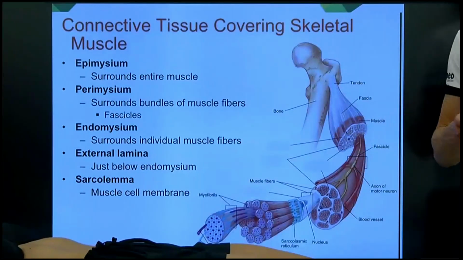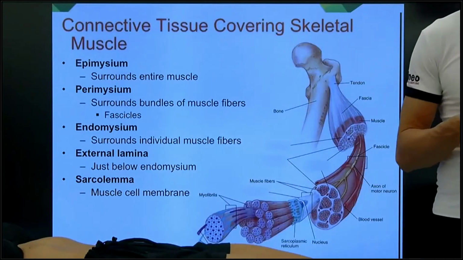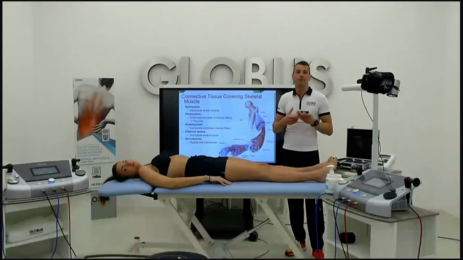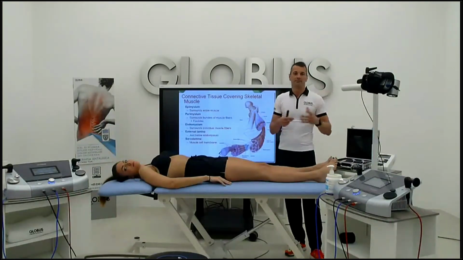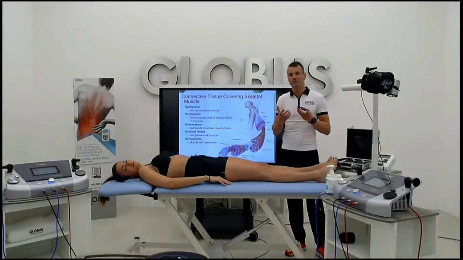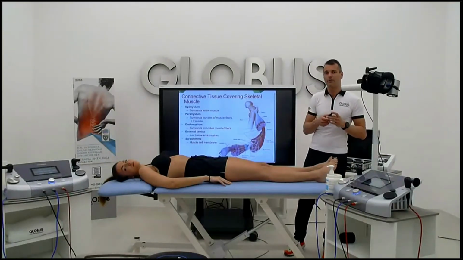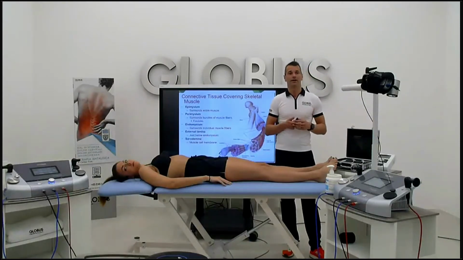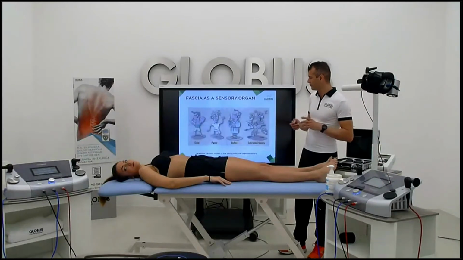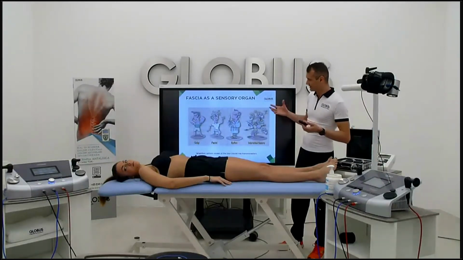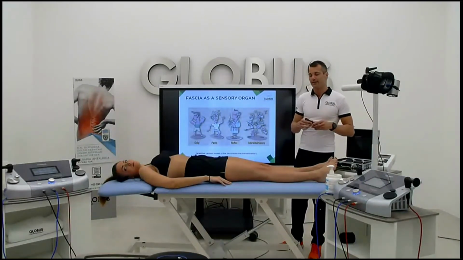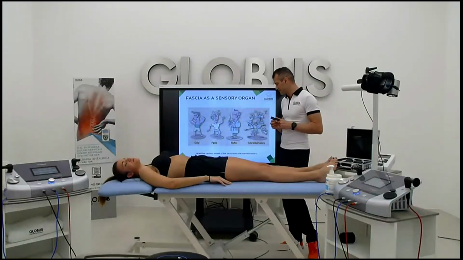I want to tell you this, that when I was at university, there wasn't this kind of knowledge. We were speaking about just aponeurosis. It was just a container of tissues, but nowadays we understood the importance of the fascia tissue. That's why we really understand that fascia is like our biggest sensory organ, because it's full of mechanoreceptors.